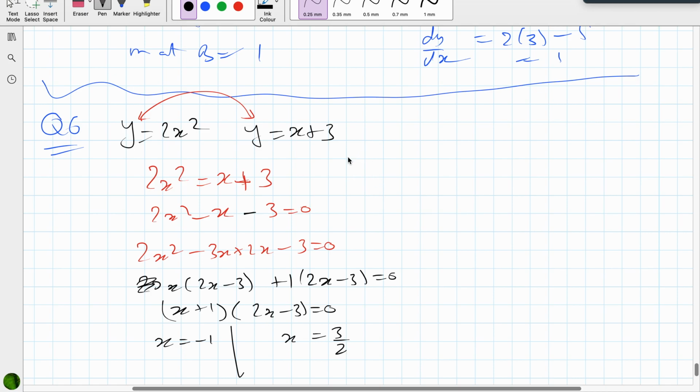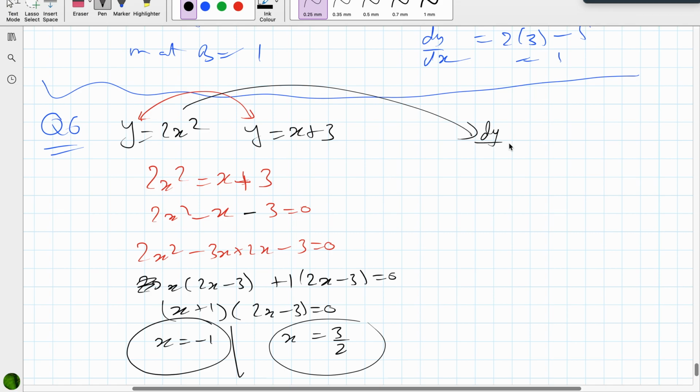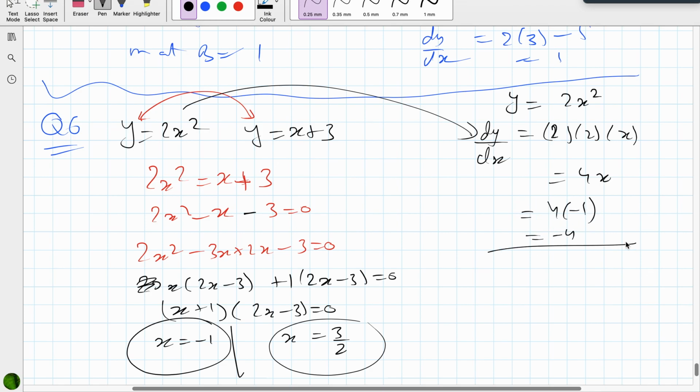So the demand was to find the gradient at the points where they intersect. So they intersect at x equal to minus 1 and 3 by 2. For the gradient, dy by dx is equal to 2 into 2 into x, 4x. Y is equal to 2x square, gradient is 4x. So substitute the values. 4 into minus 1 is minus 4, and dy by dx at the other point is 4 into 3 by 2, that is 6.